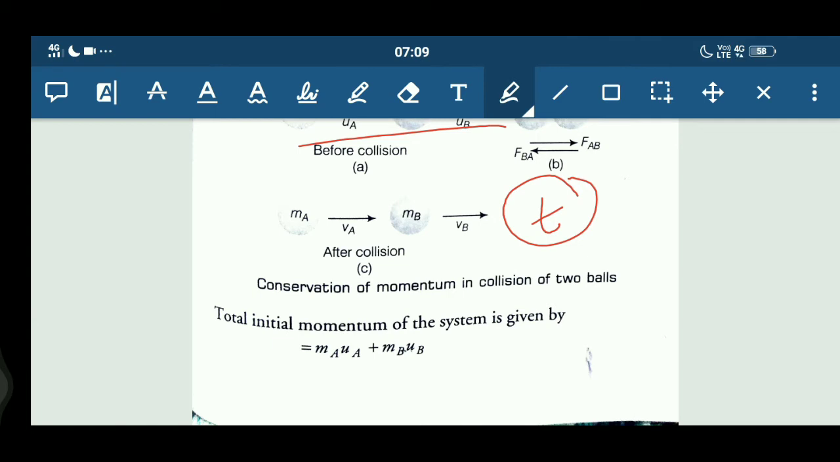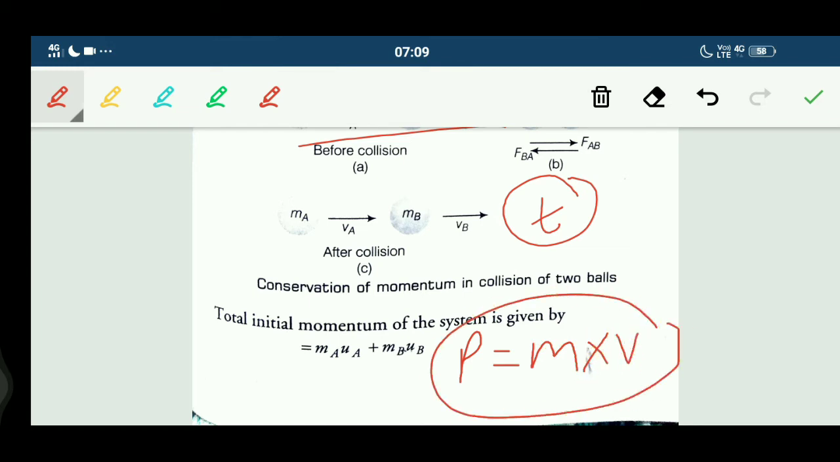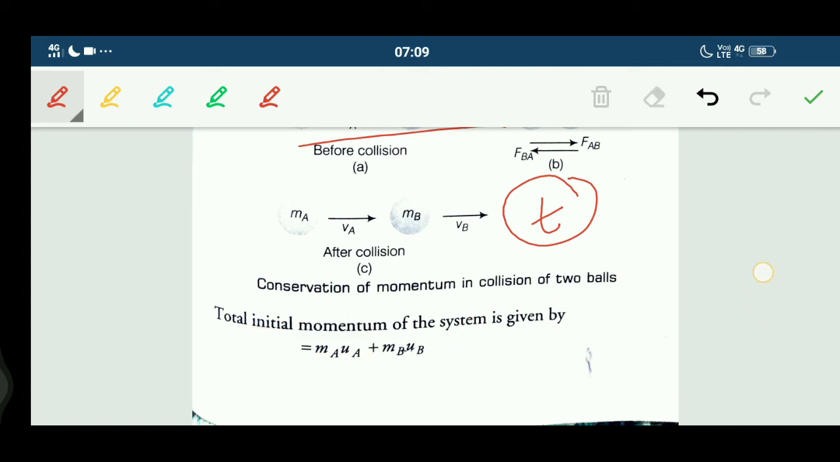And we also know that P is equal to mass into velocity. That is, momentum is equal to mass into velocity. So you can see here, children, the initial momentum they are asking. So this is momentum and it is equal to mass into velocity. So mass, you can see, MA UA plus MB UB. Fine, children? So this is the initial momentum of the system.